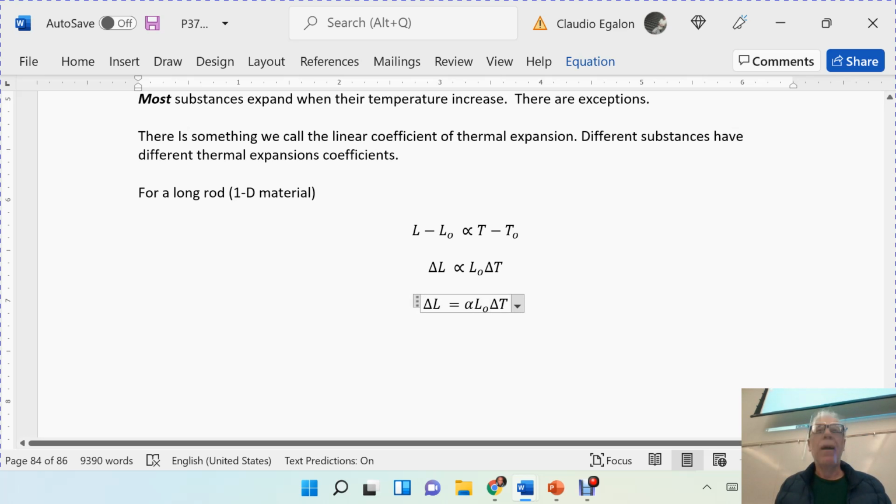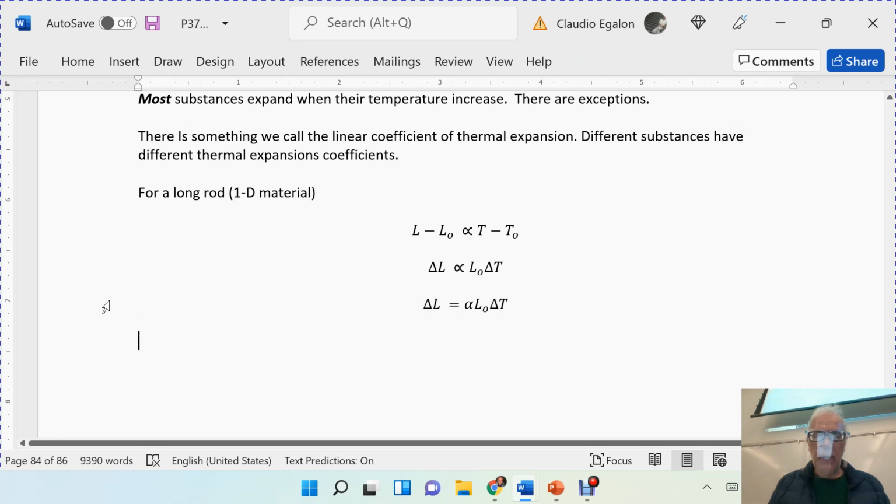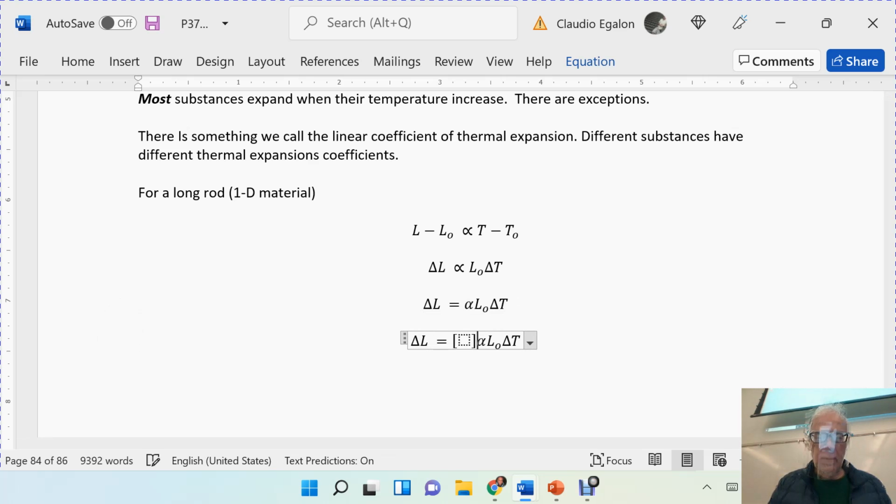Okay. The larger the initial length, the more expansion you're gonna get. The larger the change in the temperature, the more expansion you're gonna get. Okay? Can you remember that? Because of that, alpha has units of what? The units of alpha is going to be 1 divided by Kelvin.